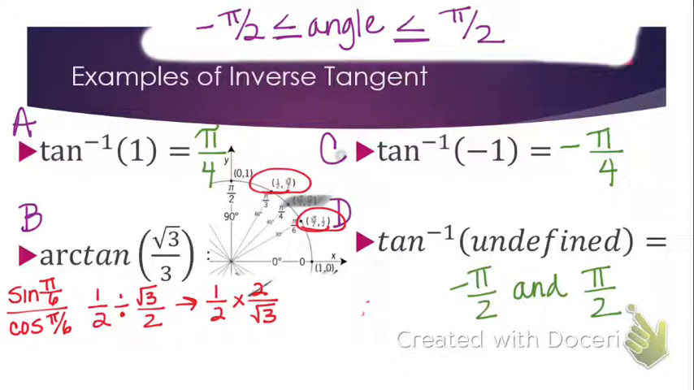My 3's cancel. So I'm left with 1 over the square root of 3. And when I multiply top and bottom by the square root of 3, I do indeed get that answer that I was looking for. So that tells me that the angle that has a tangent of positive square root of 3/3 is going to equal pi/6. So that would be my answer.